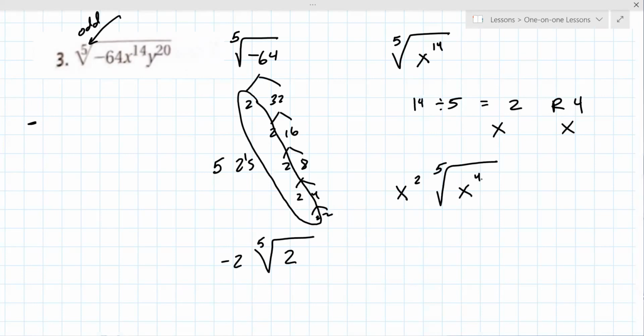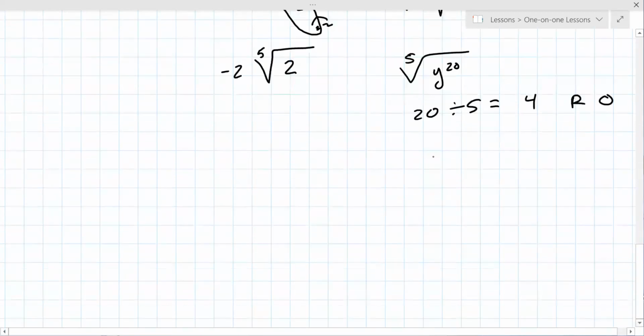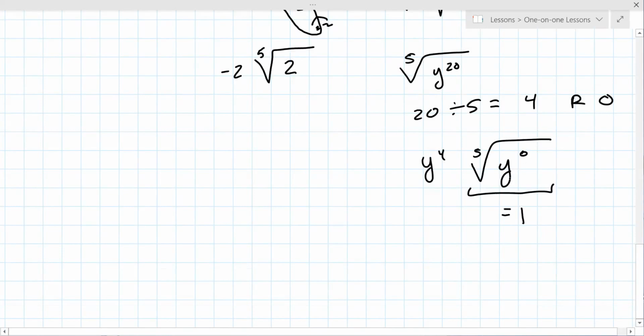Okay. So we can see how this works. Let's do the y to the 20th. So the fifth root of y to the 20th is like saying, what is 20 divided by 5? Well, that's 4 with a remainder of 0. So on the outside, it's y to the 4th, and on the inside, it's y to the 0 power, which effectively is 1, because y to the 0 power is 1. The fifth root of 1 is 1. So what I'm trying to explain is you just divide to get your answer when you have an exponent. Oh, okay.